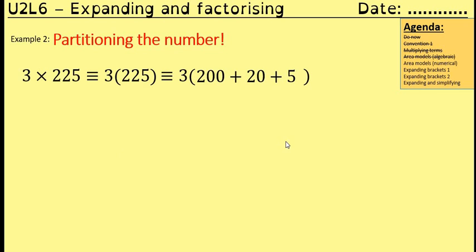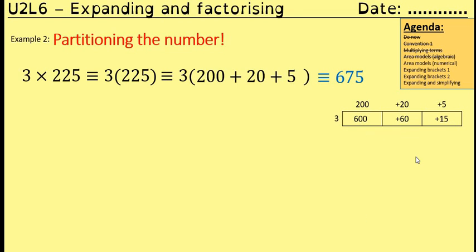And now my area model is going to have 3 rectangles in it, because I've got 3 terms, 200, positive 20 and positive 5. So this is what my area model will look like. 3 multiplied by 200 plus 20 plus 5. Completing the area model, it looks like this. So we have 600 plus 60 plus 15. And then to work out the final answer, we just add these things together, and that gives me 675.